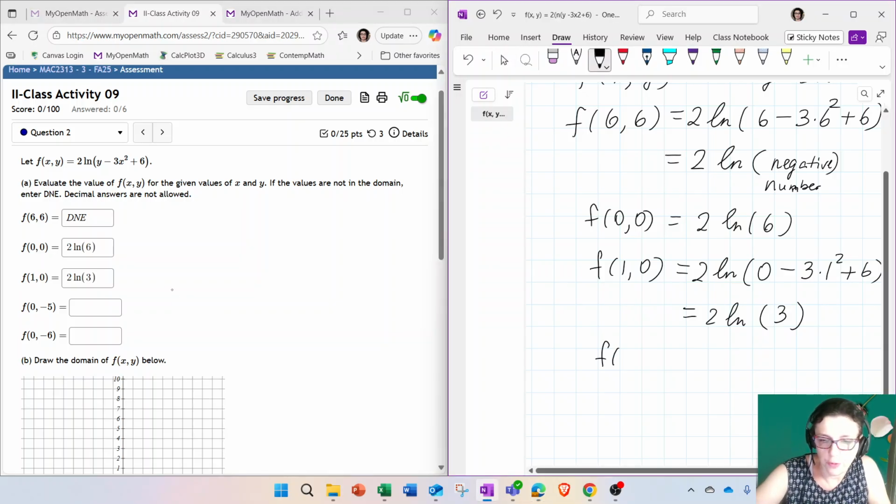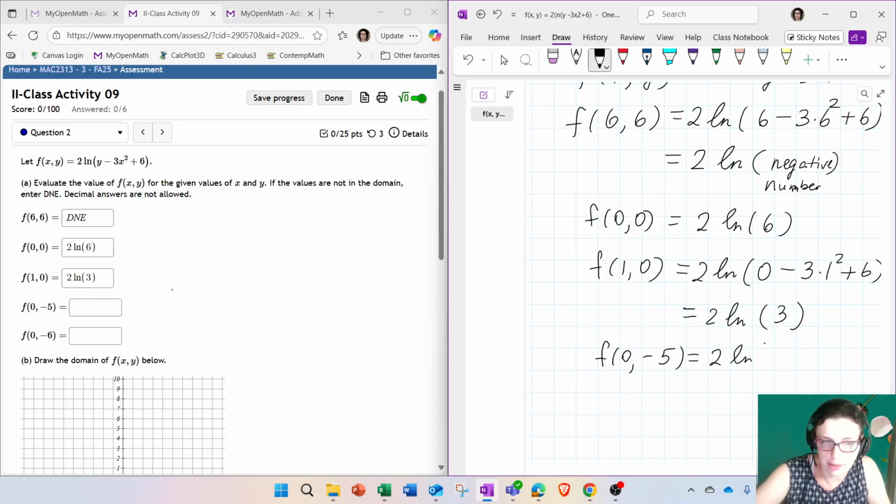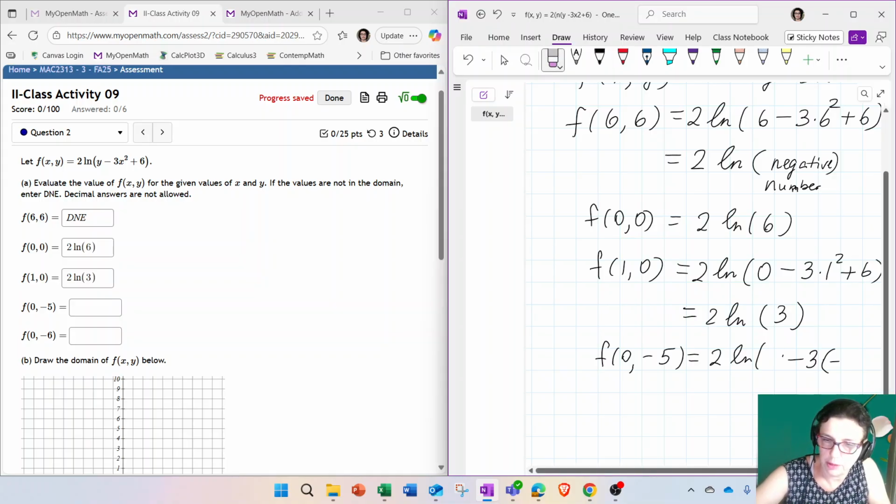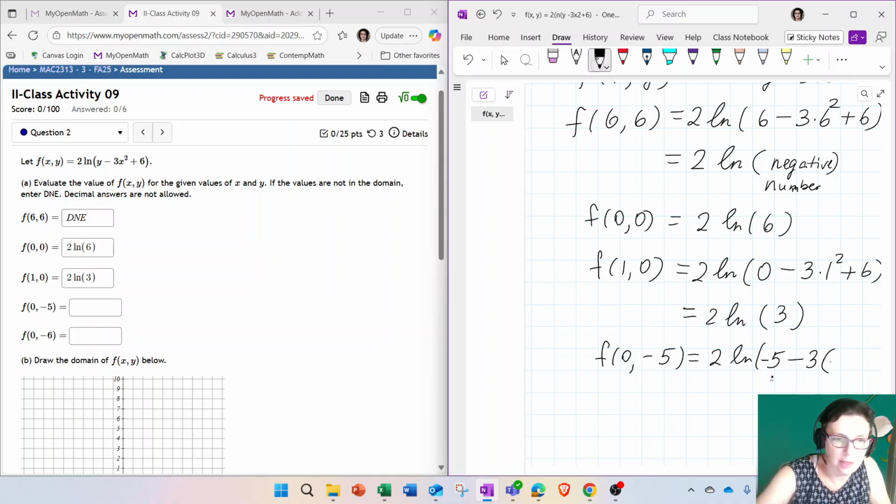Okay, f of 0, negative 5. So 0 plugged in for y, that's going to give me 0 minus 3 times negative, oops, y is negative 5. See, I just made a mistake there. That is really not good. Okay, so this is going to be negative 5, and actually x, whoops, x is 0. So this is going to be negative 5 minus 3 times 0 squared plus 6. So you got to be very careful what's what here.